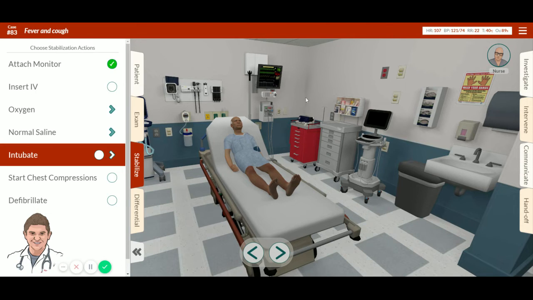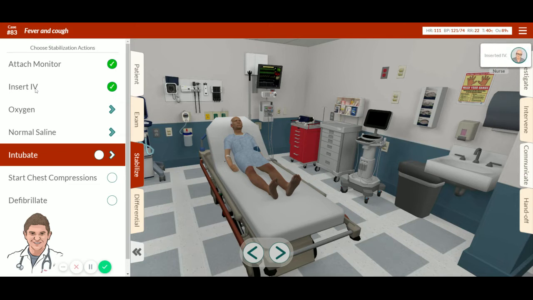So now I move to stabilization. What are you going to do for this patient? What does he need? So I'm going to make the argument, he's ill, he's hypoxic, he's tachycardic, but his blood pressure is pretty stable. He's awake and alert. He's not in respiratory distress.